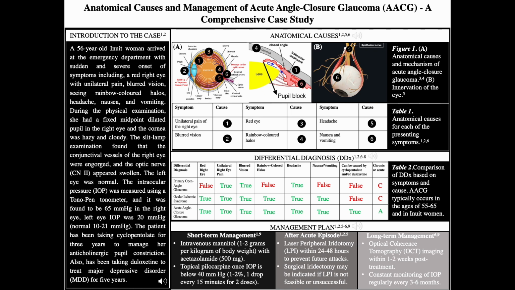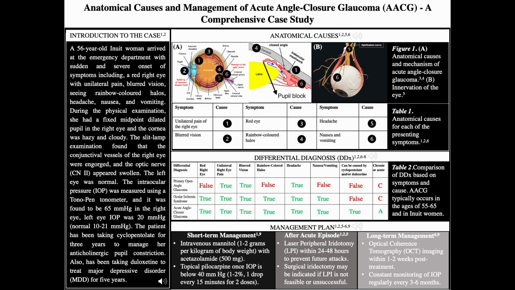Differential diagnosis. So here, if I can direct your attention to Table 2, we compare the differential diagnoses based on symptoms and causes to make it easier to identify and pick the right diagnosis. False means that the symptom is not typically seen in this diagnosis, while true means that it's typically seen in this diagnosis. The three differential diagnoses are primary open-angle glaucoma, ocular ischemic syndrome, and acute angle closure glaucoma.